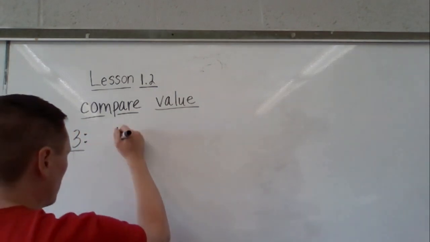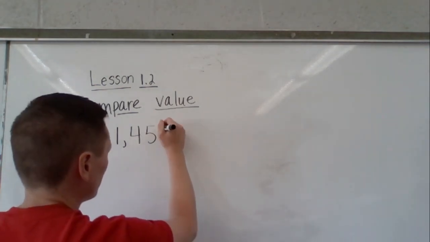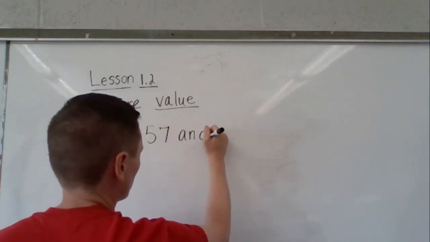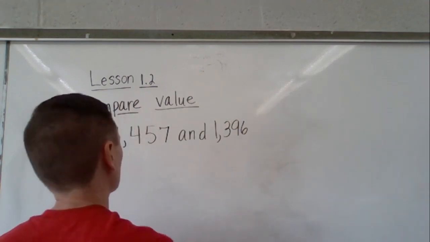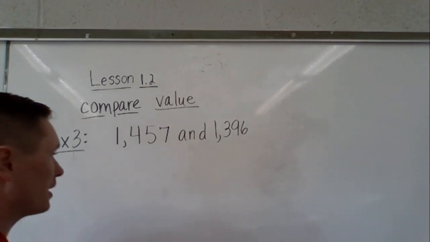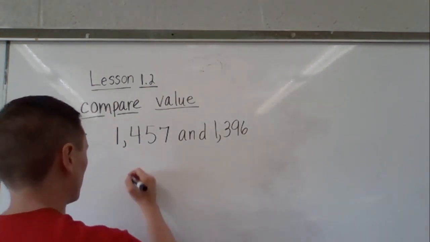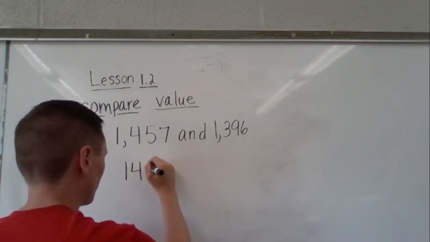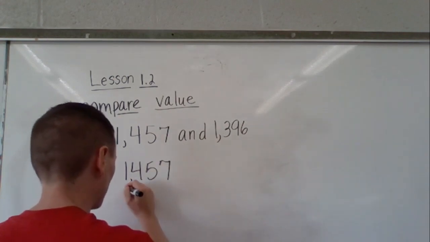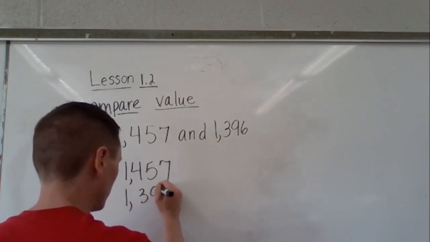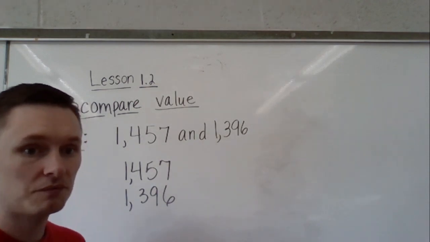So we're going to compare 1,457 and 1,396. Okay, so the best way is to line them up vertically, we said. So if we line them up vertically, we'll have 1,457. It doesn't matter which one goes on top. I just go left to right, so I'm doing it this way. 1,396. Okay, so I have my numbers lined up vertically, correct?